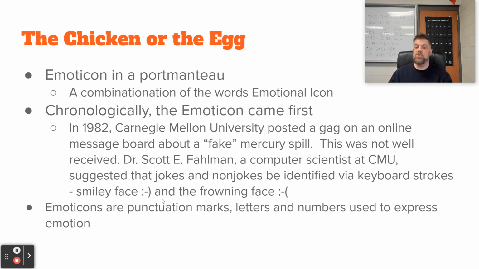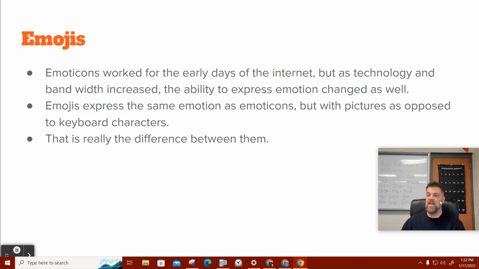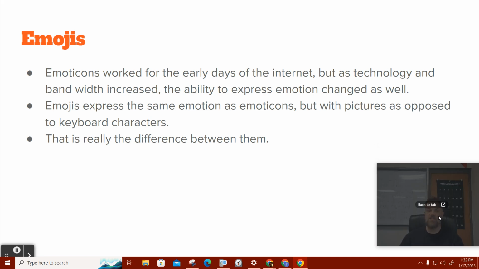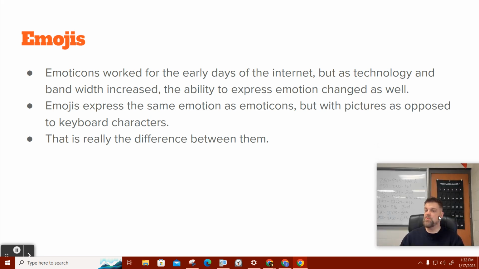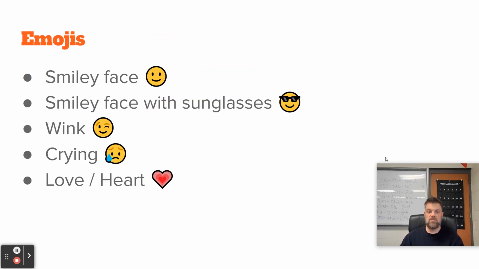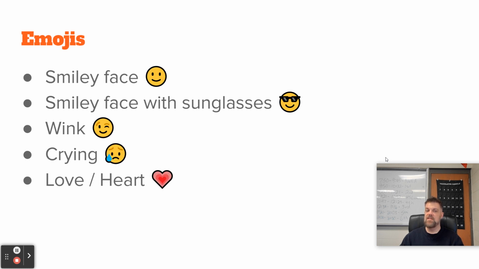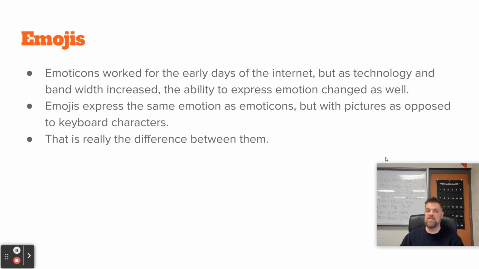So emoticons are punctuation marks, letters, and numbers used to express emotions. Emojis: as the internet got better and bandwidth and technology increased, the ability to express emotion was the same. Emojis are the same as emoticons, but they use pictures instead of keyboard characters. So again, and I don't want to beat this to death, but a smiley face with an emoticon is this. A smiley face with an emoji is this. Okay? And so that's really the difference between them.